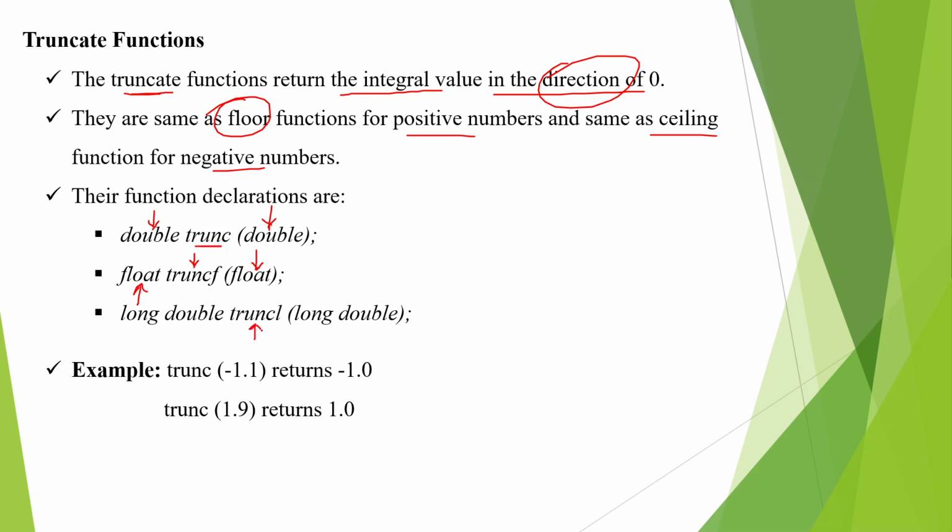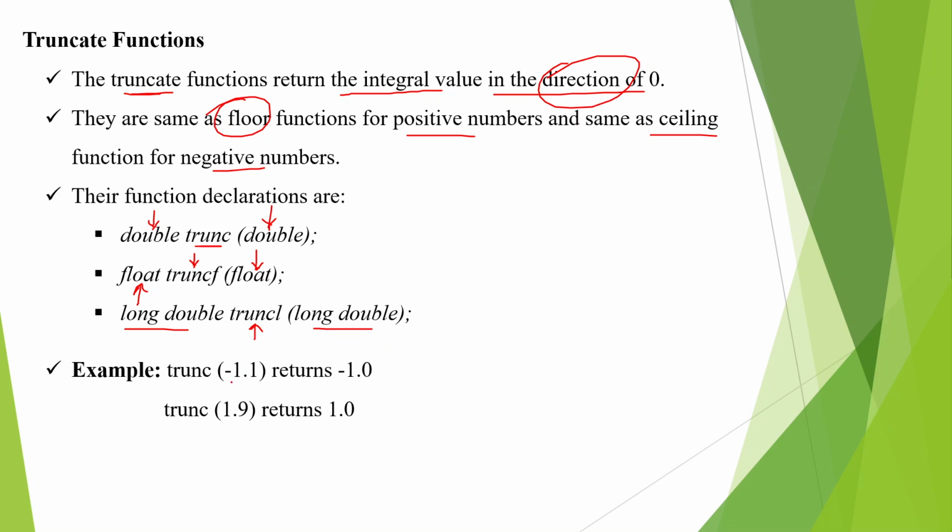Then truncl takes input of long double and returns the value as long double only. So trunc, truncf, truncl. Now what we have to do is always move in the direction of zero, not left or right, always in zero's direction.